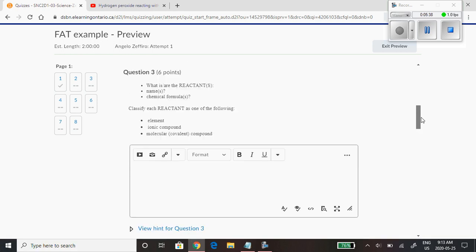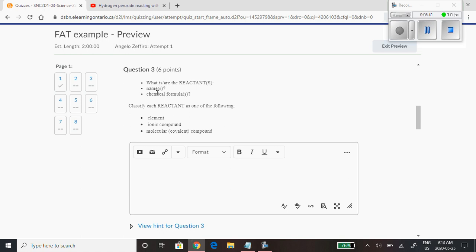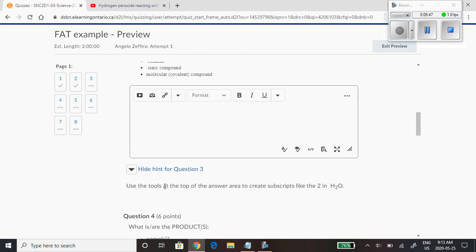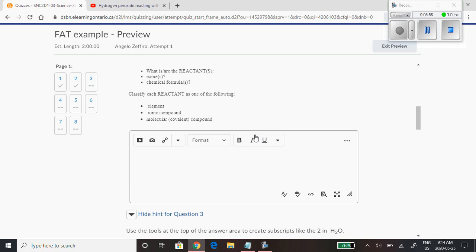It says, what is the reactant? What's its name? What's its chemical formula? And there's a hint here. And the hint says, use the tools at the top of the answer area to create subscripts like the 2 in H2O. Okay, I can do that. So the first thing we're going to do is we're going to name the reactant. And the reactant is hydrogen peroxide. Well, I'm really having a hard time spelling today, or typing, I should say. Hydrogen peroxide. Now, that's the name of it. Now I need the formula, so I have to put H2O2.